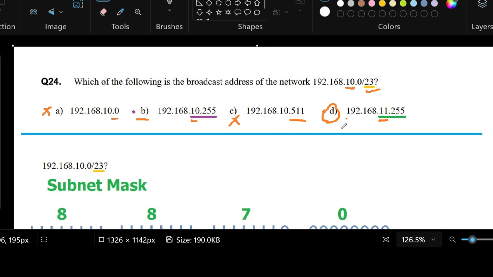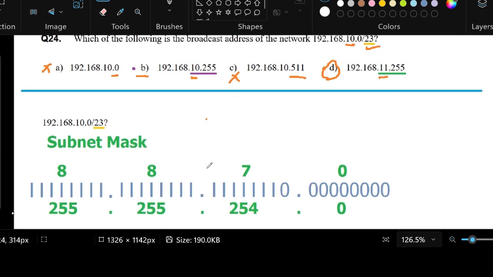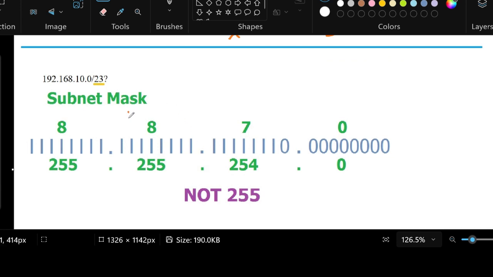But it turns out letter D is correct because there is a case like what we have here where 11 would be okay, because of the 23 here. Now, we need to explain what exactly is this 23. If we look at my notes, this one's supposed to signify the subnet mask. Now, what is a subnet mask? It's a way for us to identify an IP address.